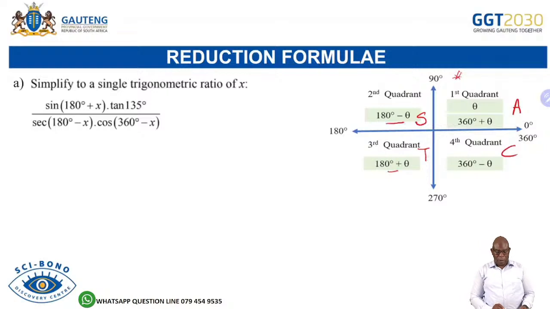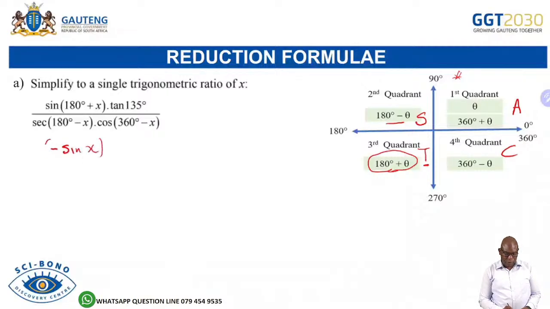So first of all, I go to sine 180 plus theta, 180 plus, can you see 180 plus? It's in the third quadrant. There's a T, so meaning that the sign of that will be negative. So I just write negative sine x. That's all that you do.